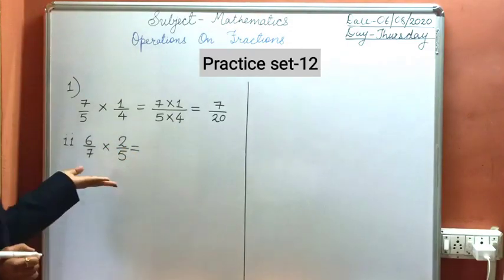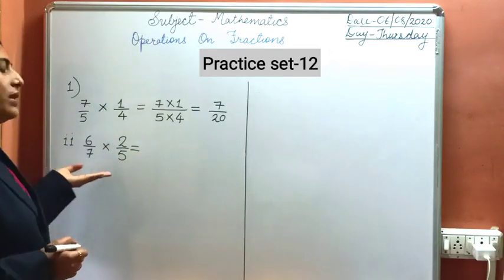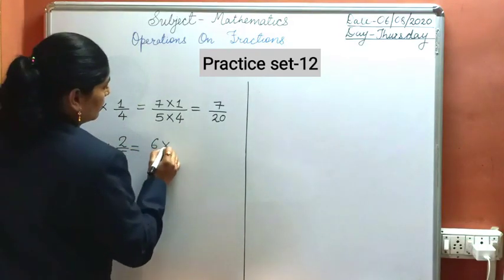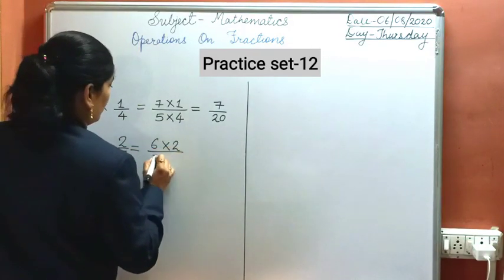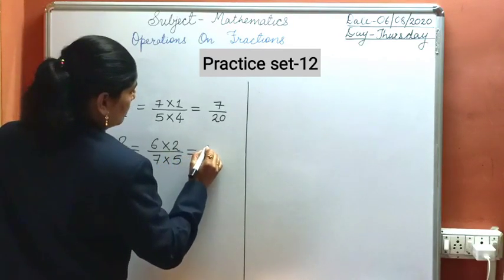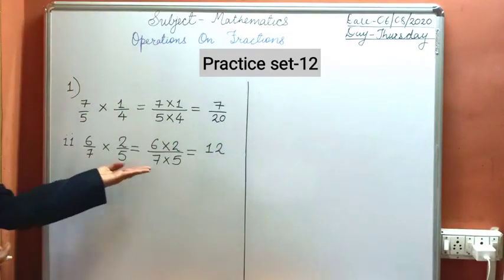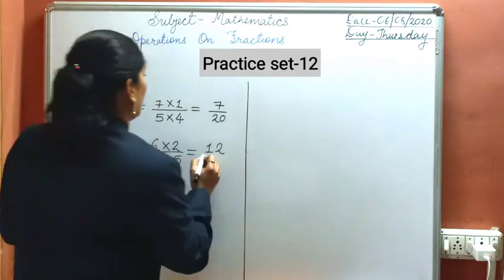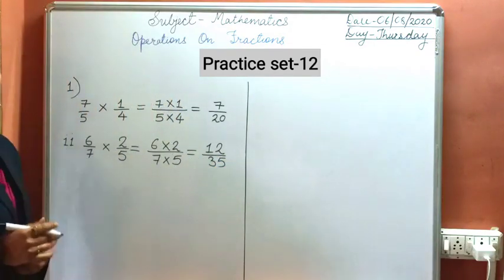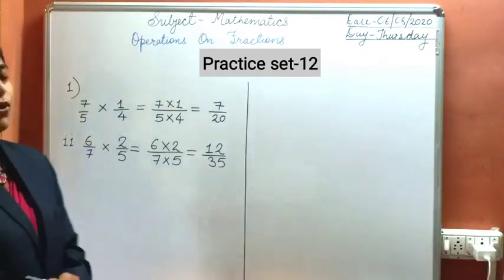So, in the same way, what will we do? Numerator multiplied by numerator and denominator multiplied by denominator. Here 6 twos are 12 and 7 fives are 35. Very good. Okay, the answer is 12 upon 35. Now the next question is 5 upon 9 multiplied by 4 upon 9.